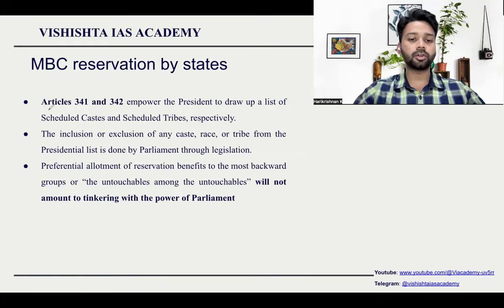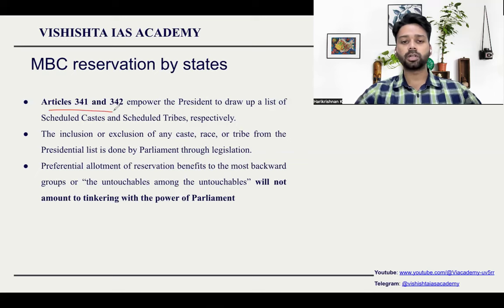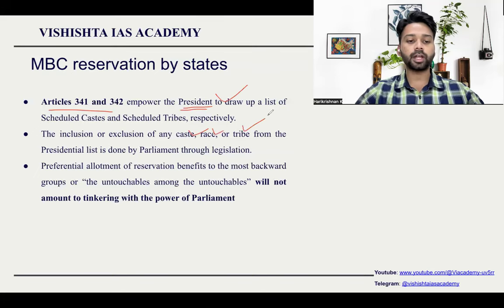Article 341 and 342 deal with scheduled caste and scheduled tribe. 341 is about scheduled caste, 342 is about scheduled tribe. How to include them in the list? It is the president who draws up the list. To make any changes, the president cannot do it on his own. The government has to introduce a legislation in the parliament, and then they will make the changes. So inclusion or exclusion of any caste, race, or tribe is done by the parliament through legislation. So this is the general procedure.